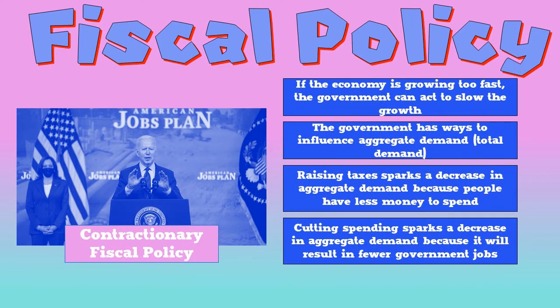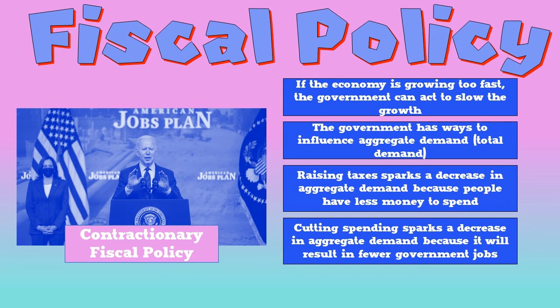All right, on the opposite side of things here, we have contractionary policy. Sometimes the economy is growing too fast. The government needs to act to slow the growth because they want to prevent inflation from occurring. They want to cause inflation to slow down. So the government here will find ways to reduce aggregate demand. They'll try to find ways to make us spend less.